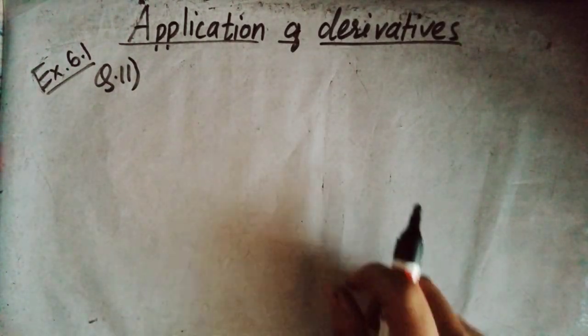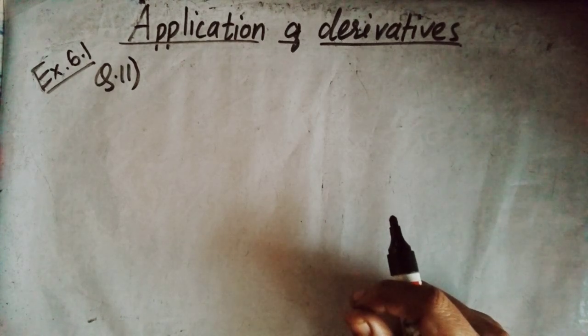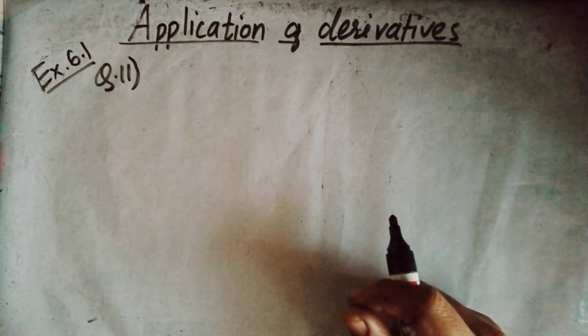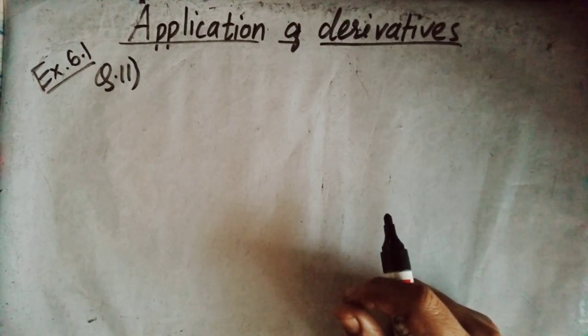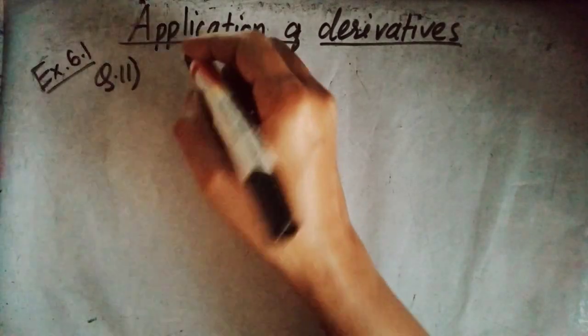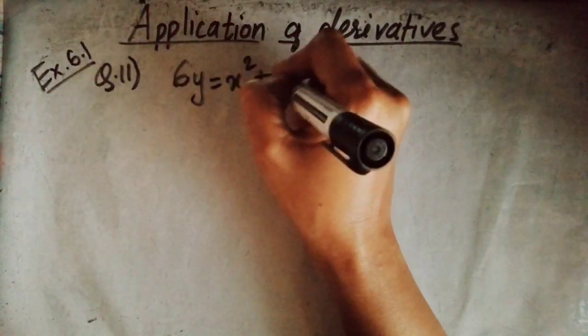Hello students, so we are doing application of derivatives and exercise 6.1. Some questions we are solving. So question number 11. A particle moves along the curve given by 6y equal to x square plus 2.